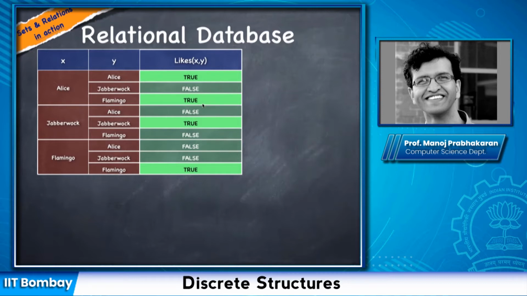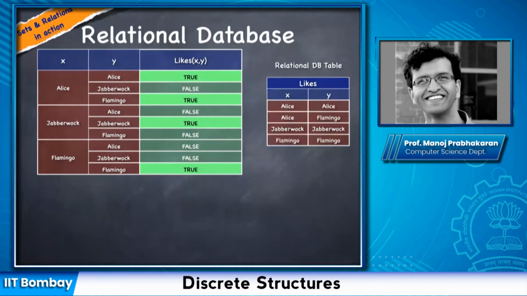So the table that you see here was a predicate we defined some time back, a predicate on two variables, x and y. And as a relational database table, this could be represented as a table called likes, and you have tuples or pairs for which this relation holds. So this kind of thing we'll be defining and working with in this topic.